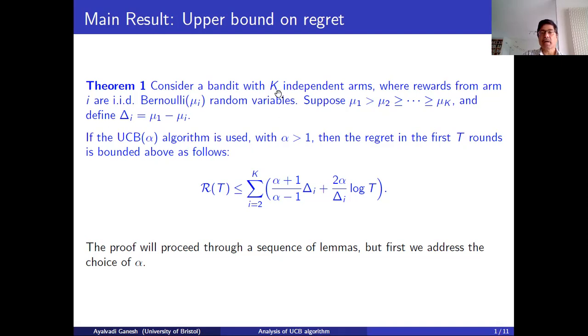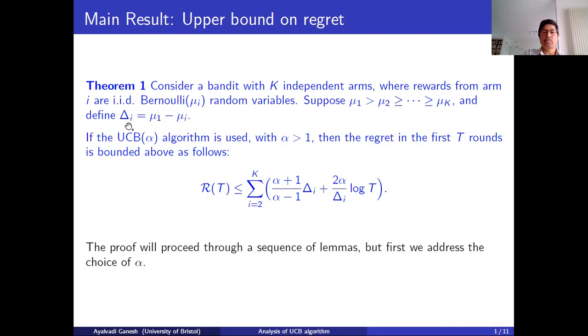So just to remind you, we have a bandit with K independent arms. The rewards from the different arms are IID sequences of Bernoulli random variables. Mu I is the mean reward on arm I, so it's the probability of getting reward 1, and then you get reward 0 with probability 1 minus mu I. Okay. And we assume that the arms are ordered in decreasing order of reward, and the best arm is unique. So the reward mu 1 is strictly bigger than mu 2, which is bigger or equal to mu 3, all the way to mu K.